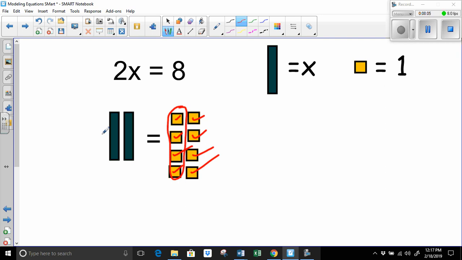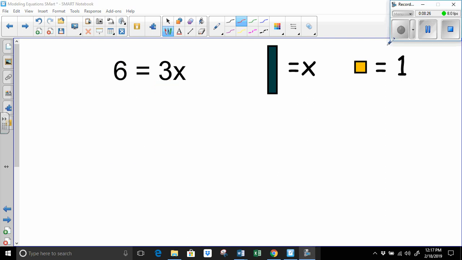So that's how you solve those multiplication type problems. And we can always double check. Remember, the opposite of multiplying is dividing, so we would divide by 2 on both sides. The 2's would cancel. We bring down our x, and 2 can go into 8 4 times. And again, 1 bar is equal to 4 units.